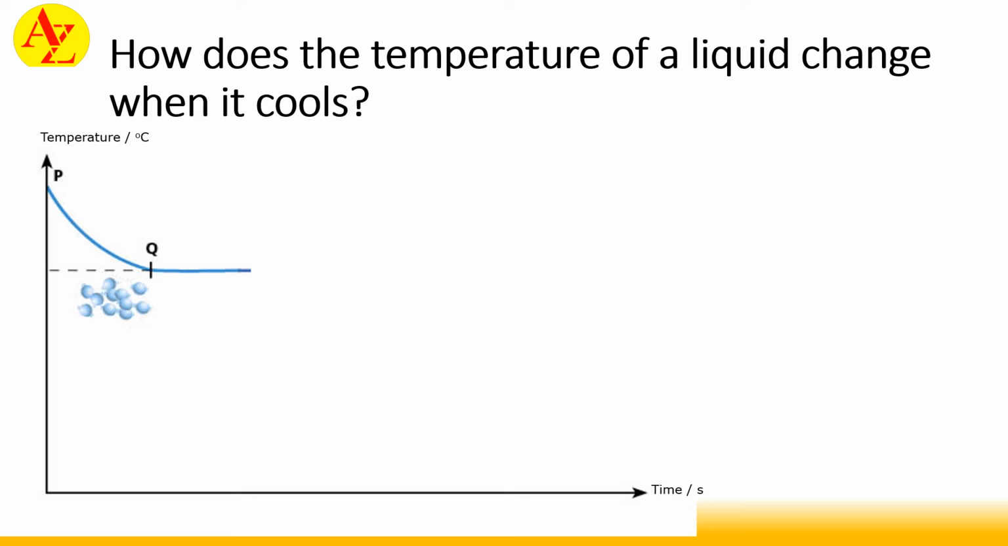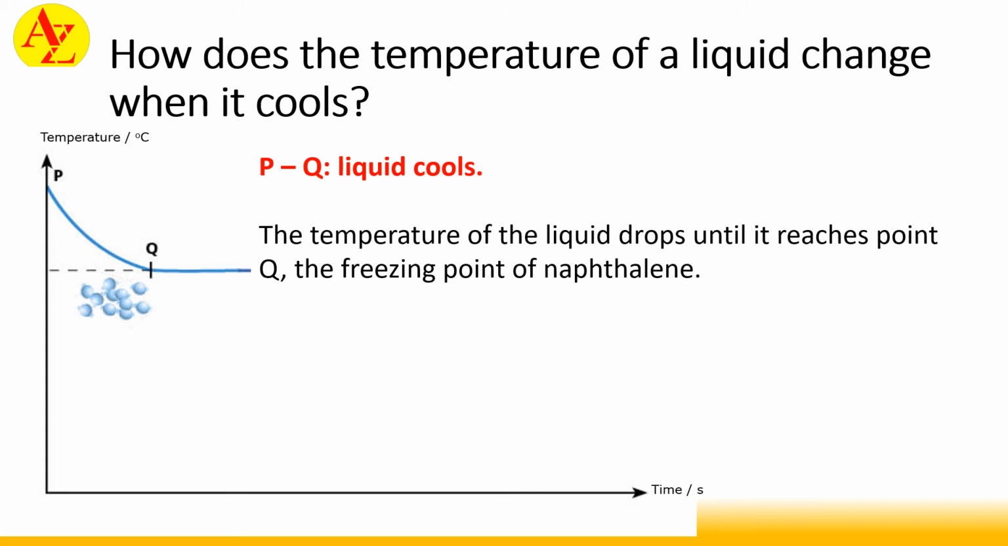Okay, this is the cooling curve. How does the temperature of a liquid change when it cools? From process P to Q, the liquid cools. The temperature of the liquid drops until it reaches point Q, the freezing point of naphthalene, for example. At point Q, the liquid starts to freeze.